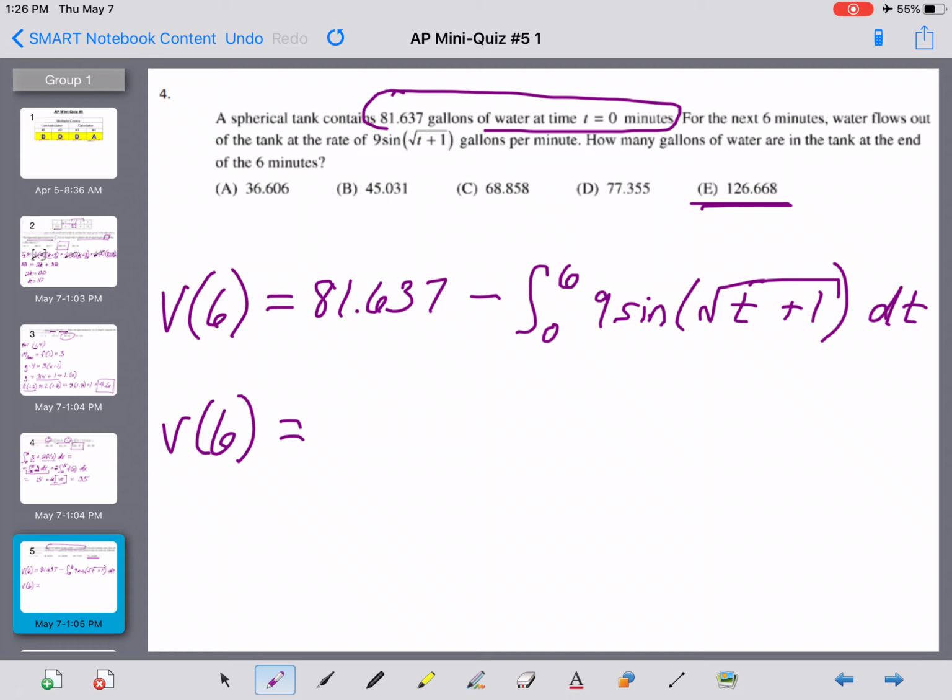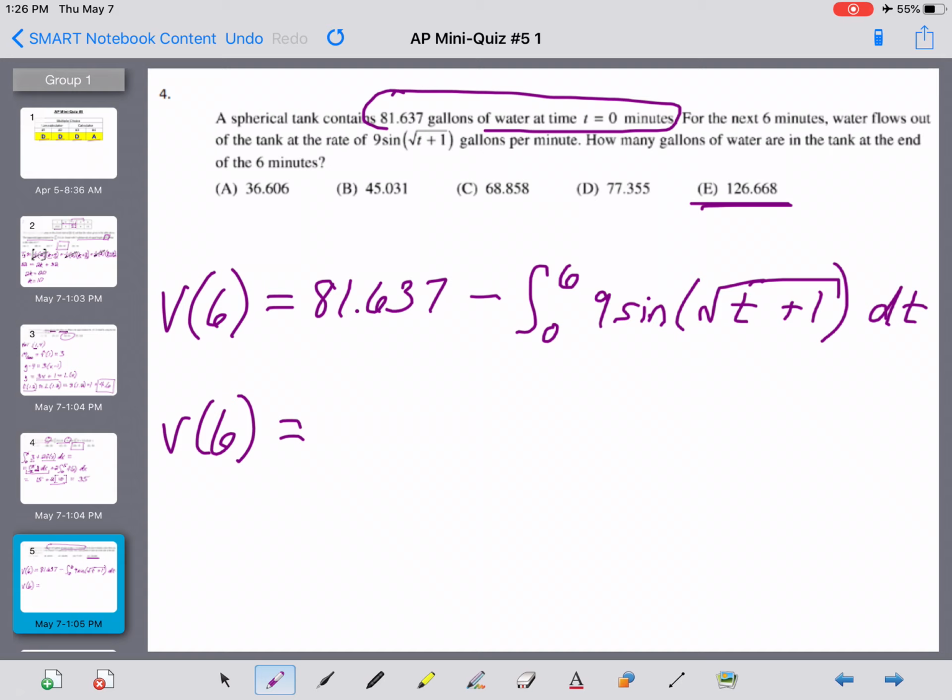81.637 minus an integral. So menu 43, an integral starting at 0, ending at 6, and the integrand here was going to be 9 times the sine of the square root of t plus 1. Okay, and we're integrating all that with respect to t. All right, I think we've got everything in there, guys.